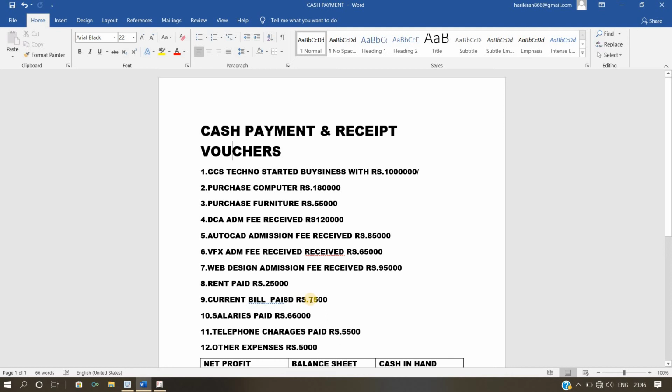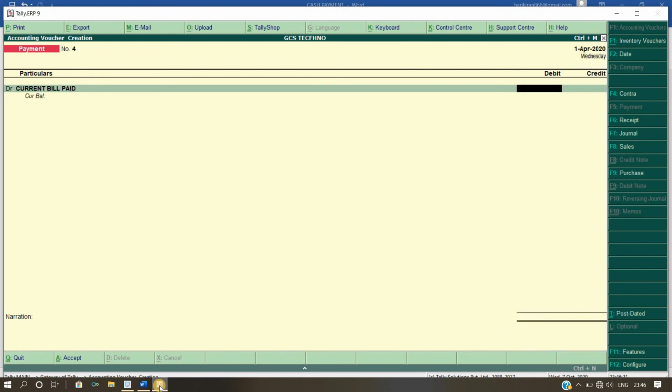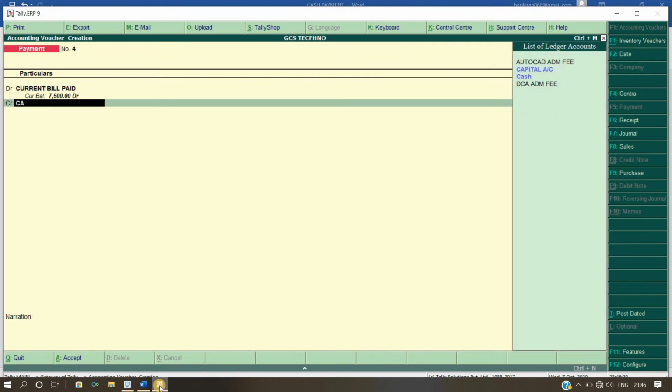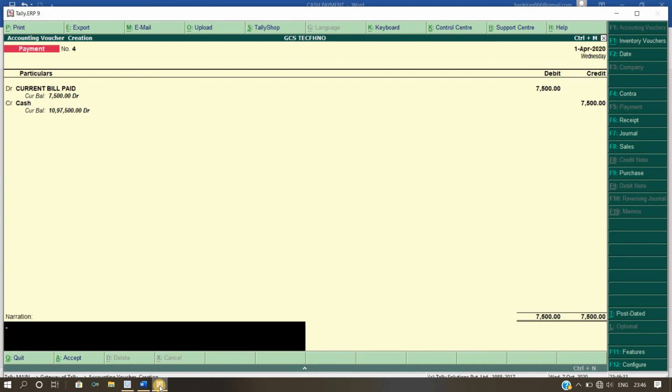And next one is after rent. Current bill paid of 7,500. Current bill paid. Amount is 7,500 na. 7,500 and credit we take cash. I give narration as current bill paid.